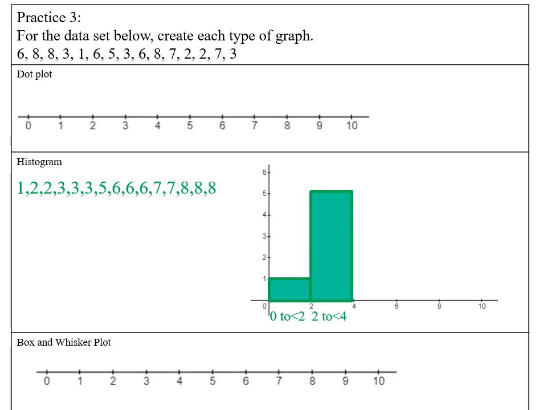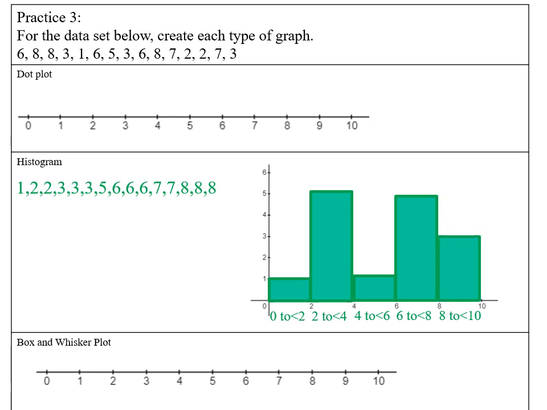And then 4 to 6, so that's 4 and 5. Everything less than 6, that's just 1. And then 6 to 8, so that would be the 6s and the 7s, that's 5 again. And then 8 to everything less than 10, well, there's just 3 8s. And that's our histogram. And with the numbers in order, it's really easy to find your minimum and your maximum.